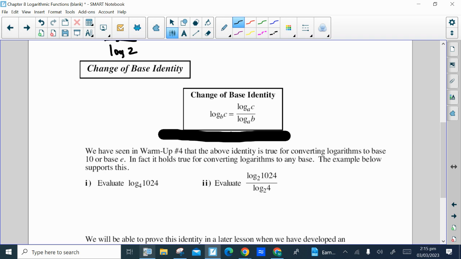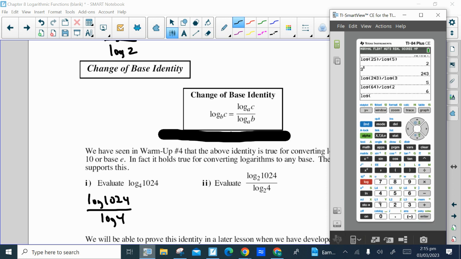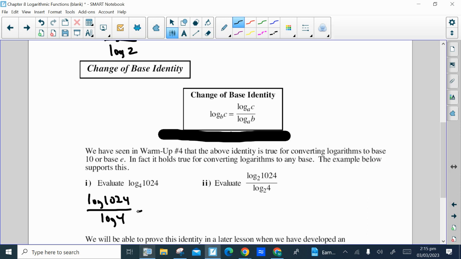Okay? So we can now evaluate log base 4 of 1024 by going log of 1024 over log 4. Just got to make sure you close the bracket after the log of 1024. And so that gives us an answer of 5.